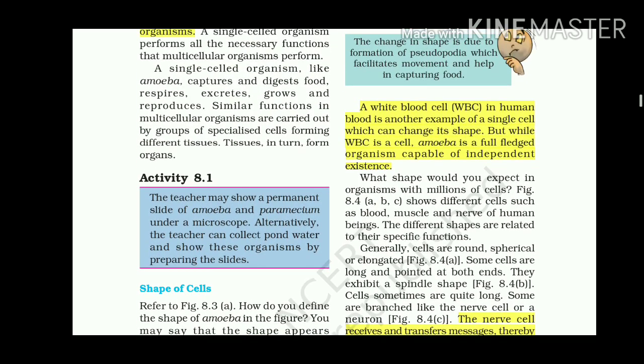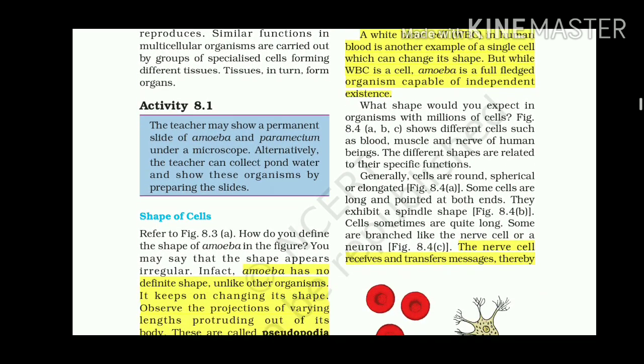A white blood cell, WBC, in human blood is another example of a single cell which can change its shape. But while WBC is a cell, amoeba is a full-fledged organism capable of independent existence. What shape would you expect in an organism with millions of cells?